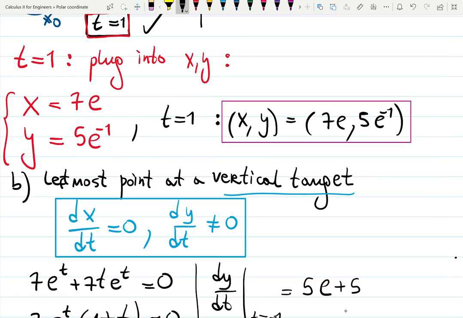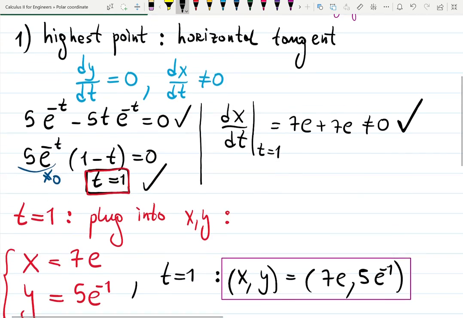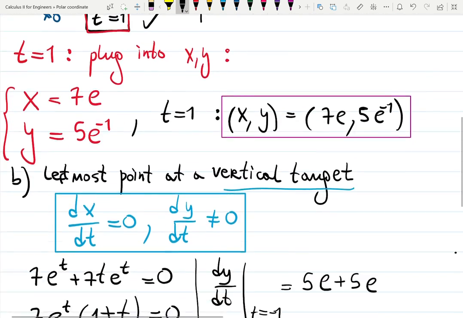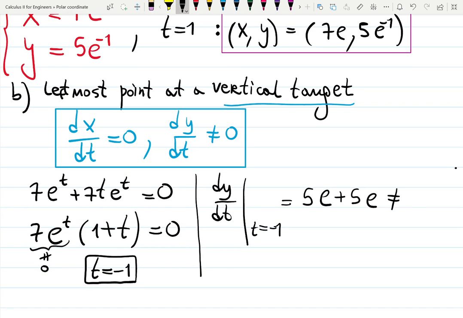Plus 5. And e, I think to the minus, no, and just e. That is not 0. That's important. So check marks. The derivative of x is 0. The derivative of y is not 0. And the solution we found is t equals minus 1.